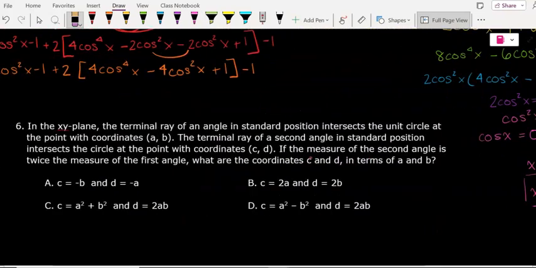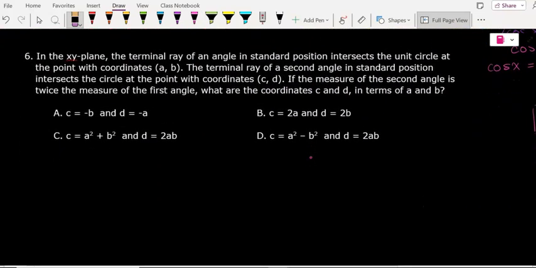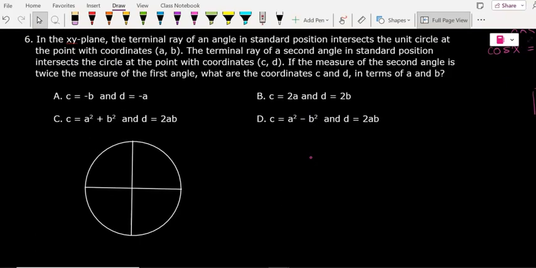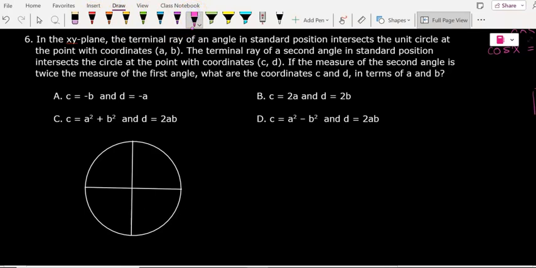All right, so after doing that, let's go ahead and do our last problem right here, okay? So it says, in the xy plane, the terminal ray of an angle in standard position intersects the unit circle at the point with coordinates A, B. The terminal ray of a second angle in standard position intersects the circle at the coordinate point C, D. If the measure of the second angle is twice the measure of the first angle, what are the coordinates C and D in terms of A and B? So this is a College Board question, no question about it.